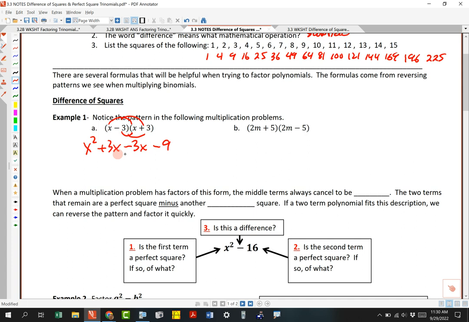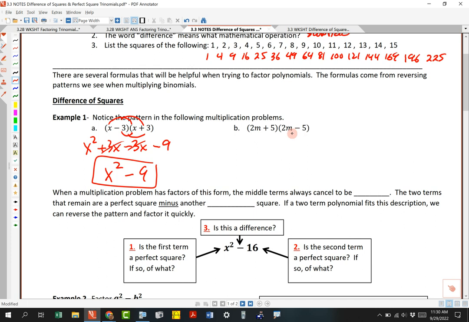Okay? Dane, what do you notice about those 2 middle terms? They are exact opposites. So when I combine those like terms together, instead of combining to be something else, they actually cancel each other off, and we end up with only 2 terms. We end up with x squared minus 9. Okay? So those middle terms cancel each other out. They're exact opposites, like Dane said.